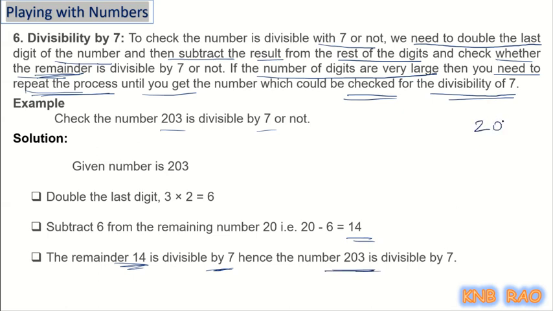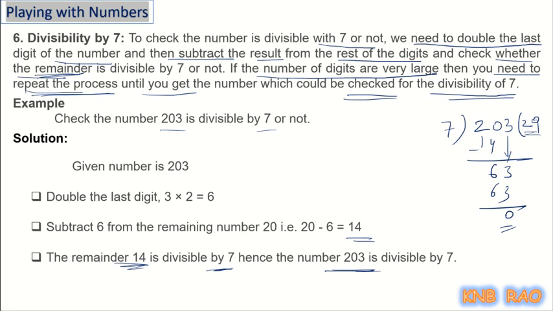If you want, you can cross-check by doing the division. 7 2s are 14 and 6 is the difference, and 3 we take down, 63. 7 9s are 63, so 0. Thus 7 divides 203 completely, giving a natural number as the quotient. See children, this is the procedure you need to understand.